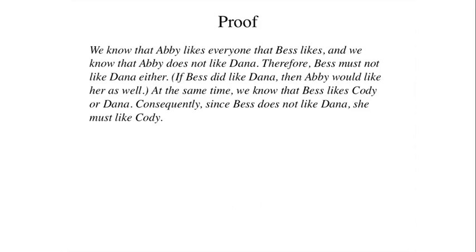The alternative is logical reasoning, namely the application of reasoning rules to derive logical conclusions and produce logical proofs. As an example, consider a proof that starts with the premises shown above and shows that Bess likes Cody. We know that Abby likes everyone that Bess likes, and we know that Abby does not like Dana. Therefore, Bess must not like Dana either. If Bess did like Dana, then Abby would like her as well. At the same time, we know that Bess likes Cody or Dana. Consequently, since Bess does not like Dana, she must like Cody.